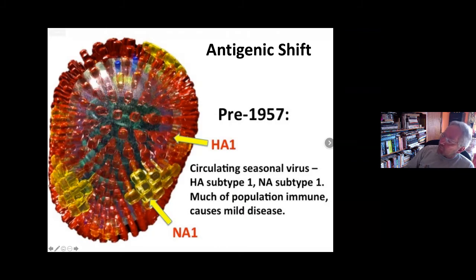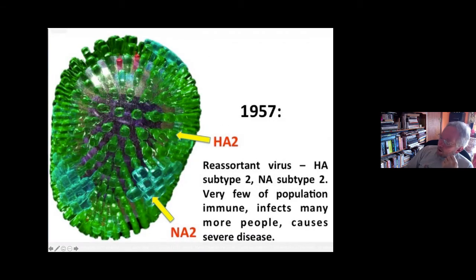And to illustrate this by simple colors of the surface of the virus, here are the HA and NA proteins in different colors. Pre-1957, we had the same virus that caused the Spanish flu or the 1918 flu, which had been in the human population for close on 30-some years by that point, and had basically become tolerated, become relatively mild. It wasn't causing the same disease as it did in 1918. And you had HA1 and NA1, the circulating seasonal virus. What happened in 1957 is a new virus suddenly arrived, which had a completely changed hemagglutinin and neuraminidase.